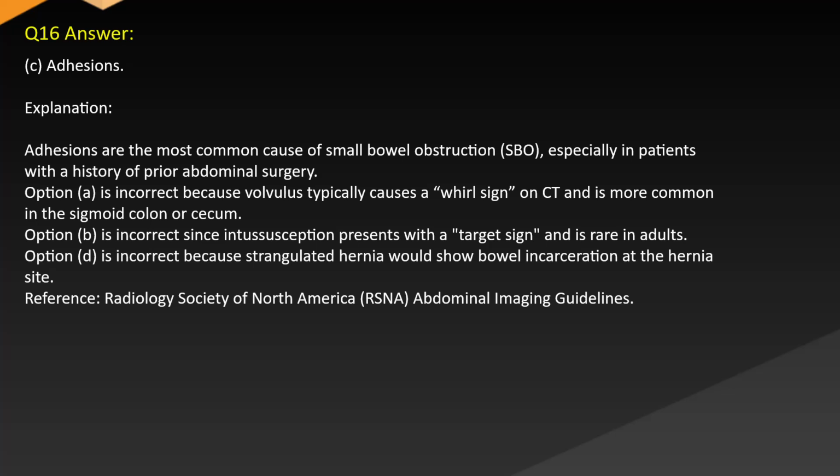Option A is incorrect because volvulus typically causes a whirl sign on CT and is more common in the sigmoid colon or cecum. Option B is incorrect since intussusception presents with a target sign and is rare in adults. Option D is incorrect because a strangulated hernia would show bowel incarceration at the hernia site. Reference: Radiological Society of North America, RSNA, Abdominal Imaging Guidelines.